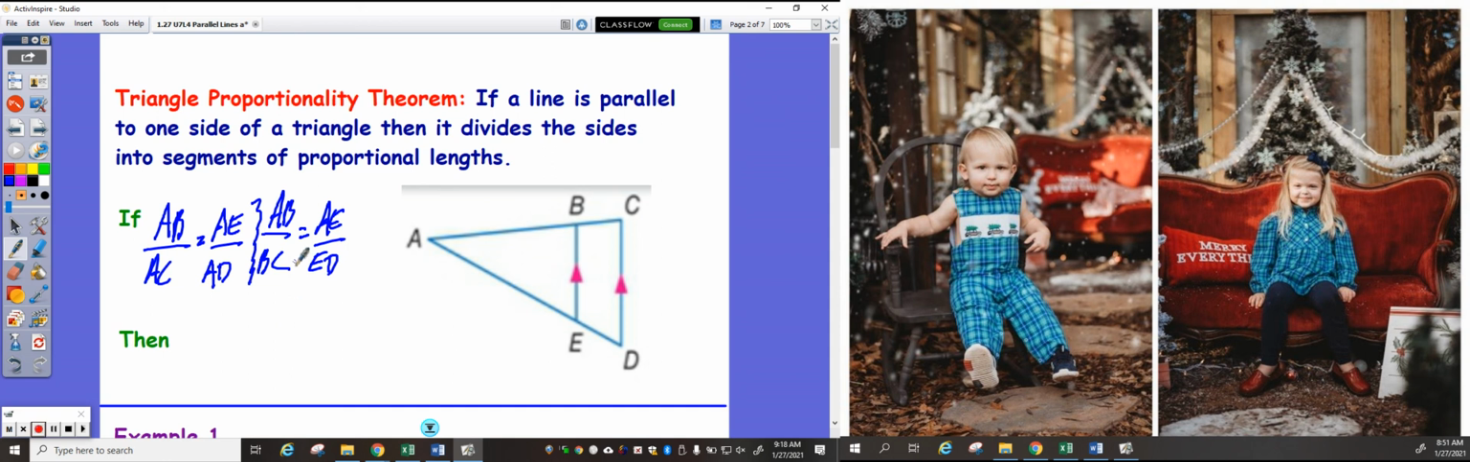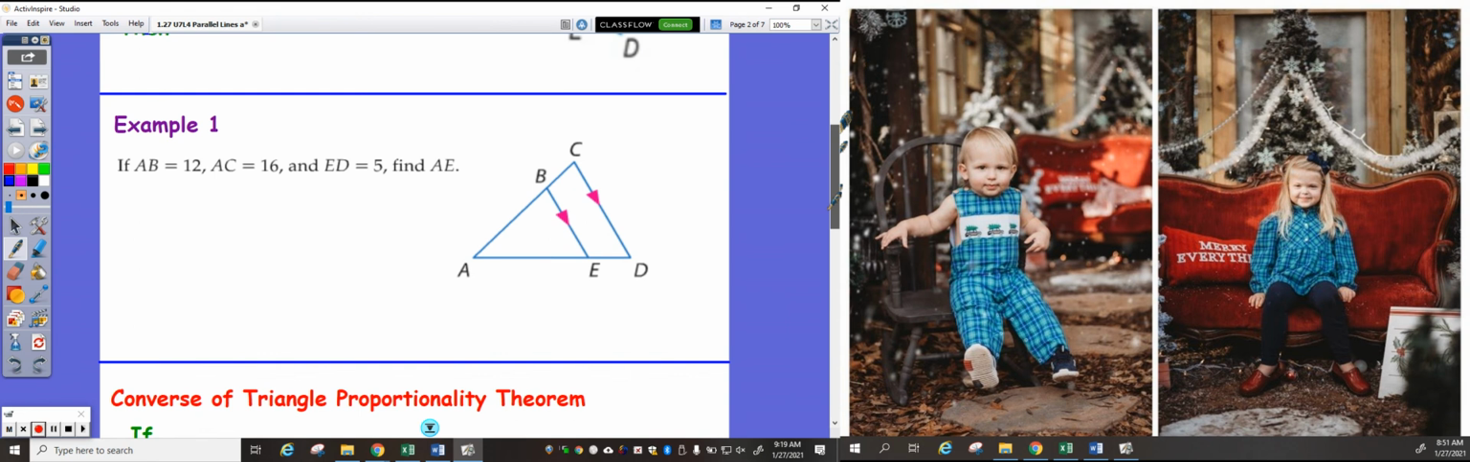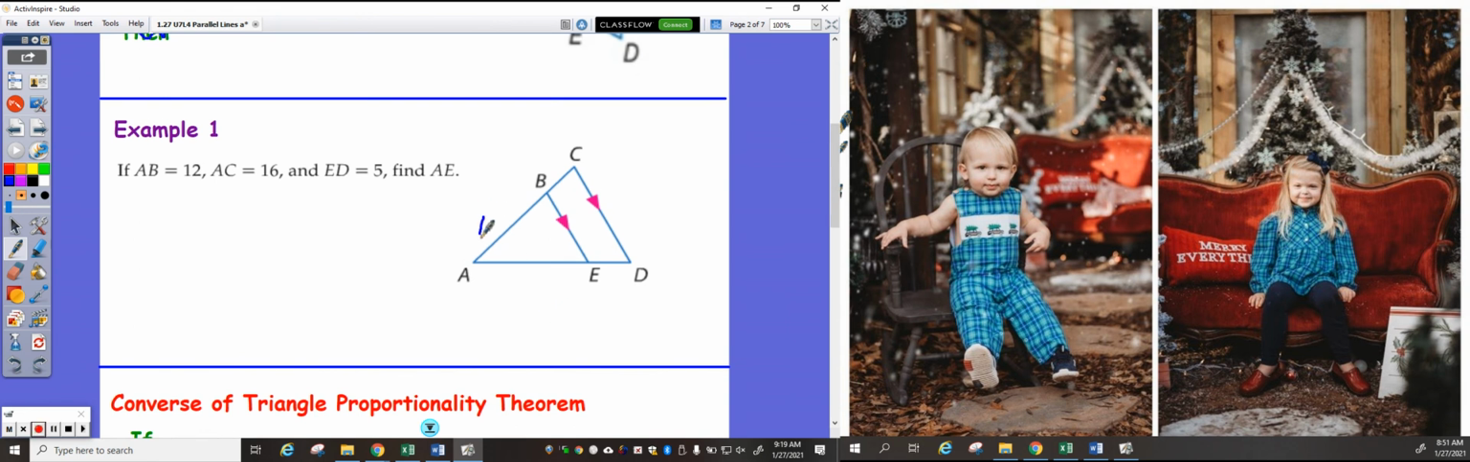Okay? We're going to skip this if-then thing. That's just the proportion. It's basically saying, look, if this is parallel to this, then AB corresponds to BC as AE corresponds to ED. So the example would be set right here. If AB is 12 and AC is 16, ED is 5, and we want to find AE.